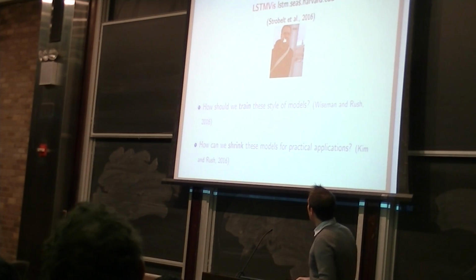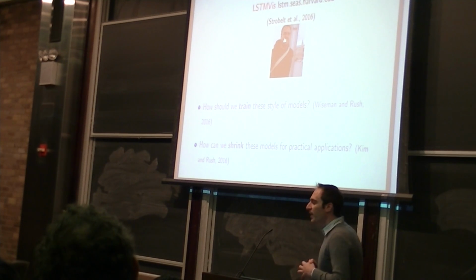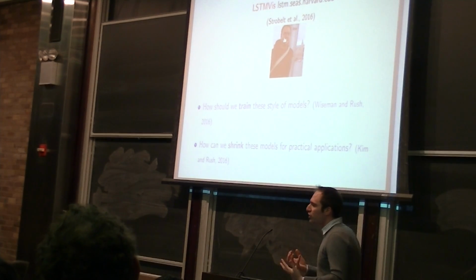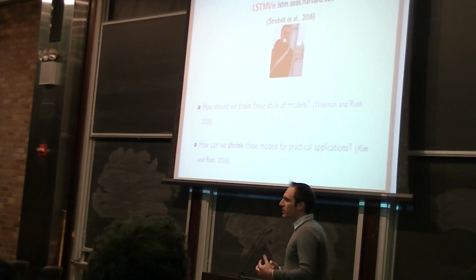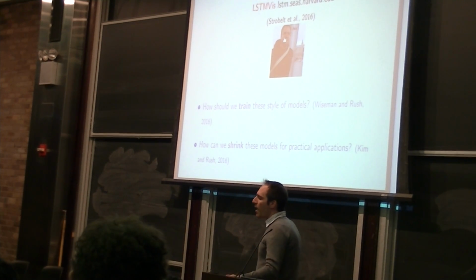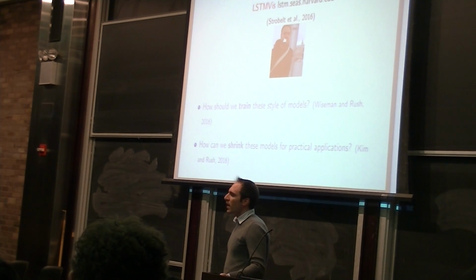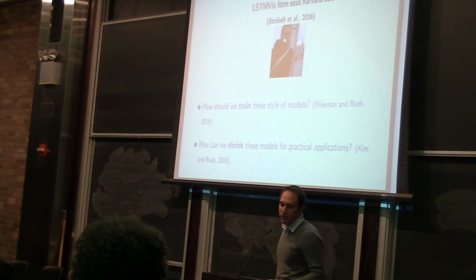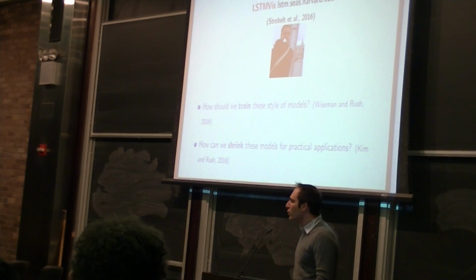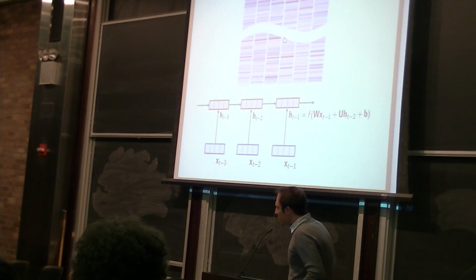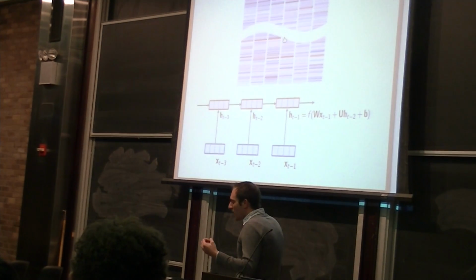So this is work by a postdoc I work with named Hendrik Strobelt. He's a specialist in visualization. He came to my office one day and said, how do we go about looking at these models and trying to get a sense of what the heck is going on? How come they're so good at predicting the next symbol?